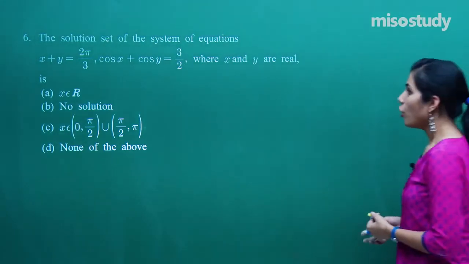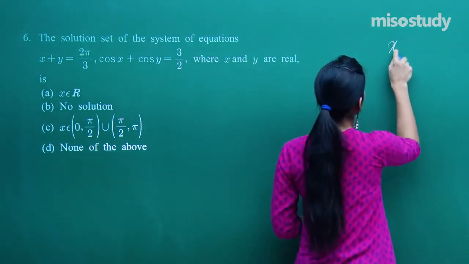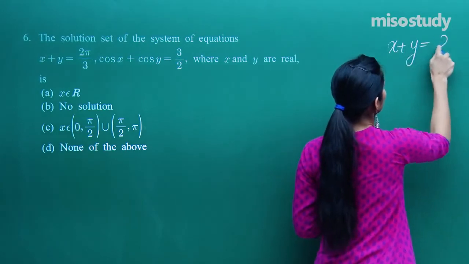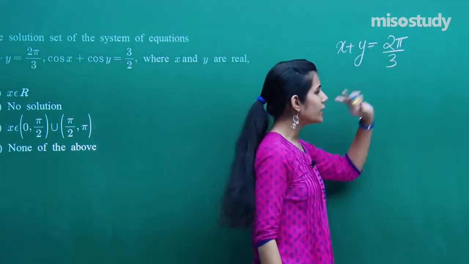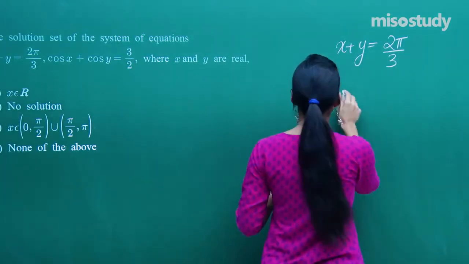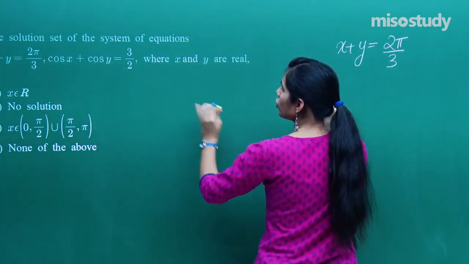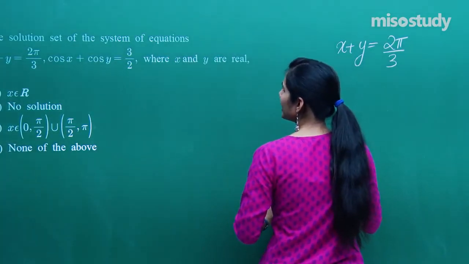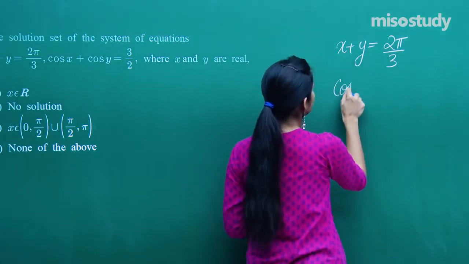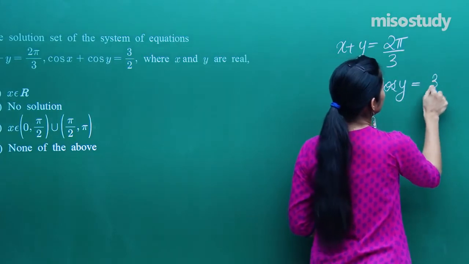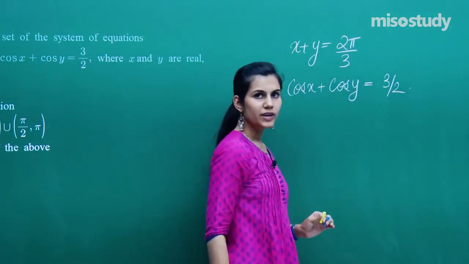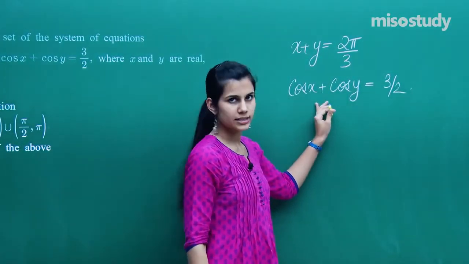Okay, so I am already given x plus y is 2 pi by 3, which in degrees is 120 degrees. Fine. Then you have to compute cos x plus cos y equals 3 by 2. So cos x plus cos y equals 3 by 2. We have to find the solution set for this system.